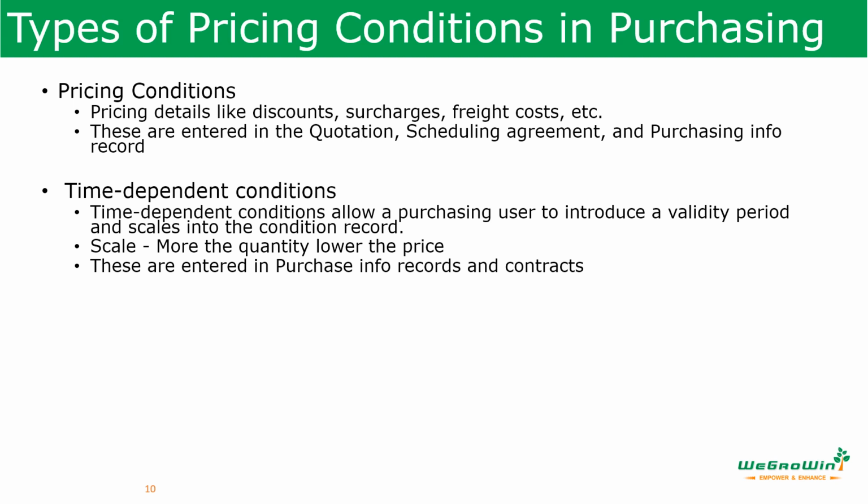A purchasing user can create condition records with graduated scales also. A pricing scale can be created using many criteria like quantity, value, gross weight, net weight, volume, etc. The purchasing department can create a rate for each level of the scale. Time-dependent conditions are always used in purchasing info records and contracts.